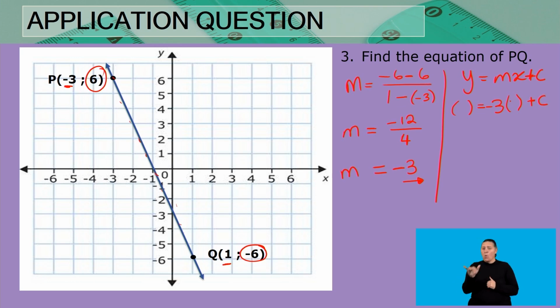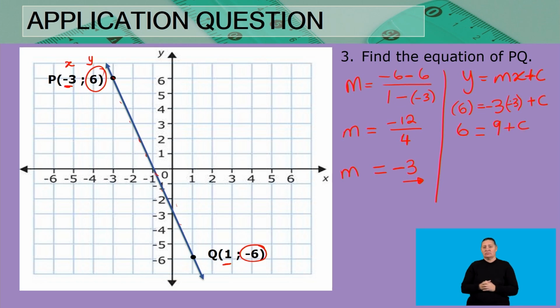So which point are we going to take? Remember, as long as the point is on that line, then you can use it. So in this case, we can take point P, remembering that this is our x value and this is our y value. So -3 for the x and +6 for the y. So let's substitute. The y value is +6 and the x value is -3. And when we are now calculating, -3 multiplied by -3 is +9. And on this side we have the 6.